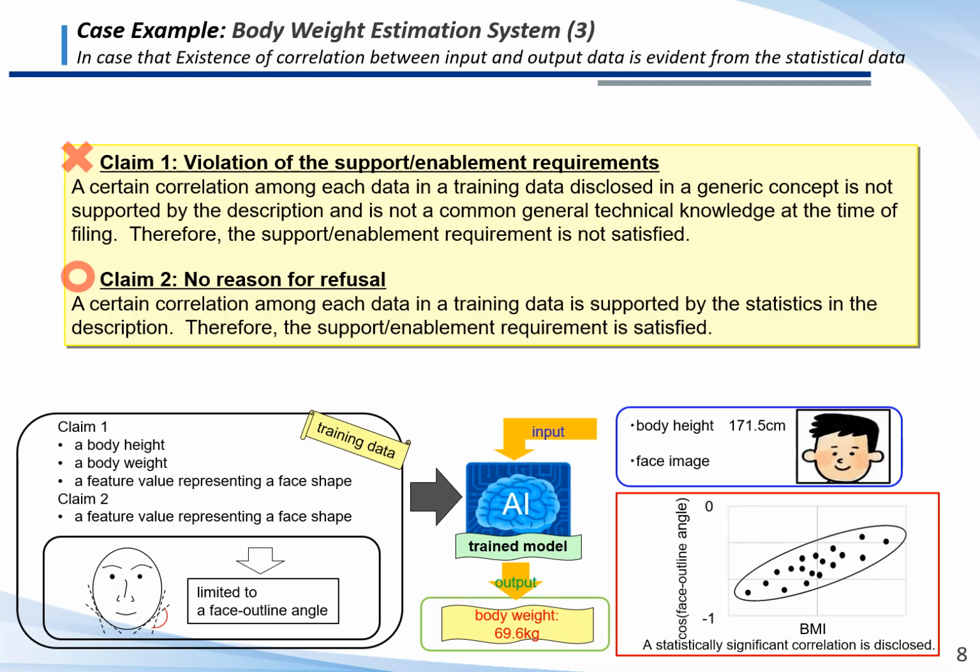On the other hand, for Claim 2, the support and enablement requirements are satisfied. This is because the description indicates that there is a statistically significant correlation among the training data defined in Claim 2.